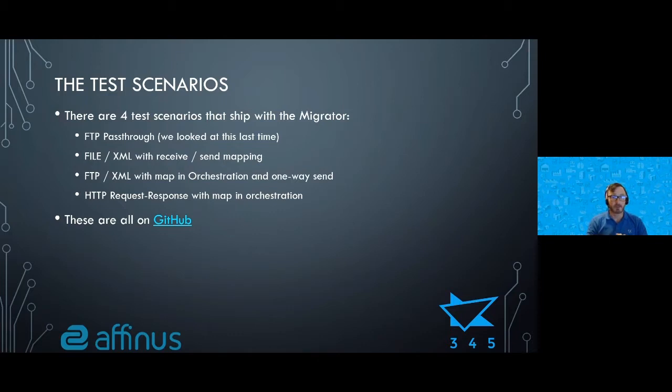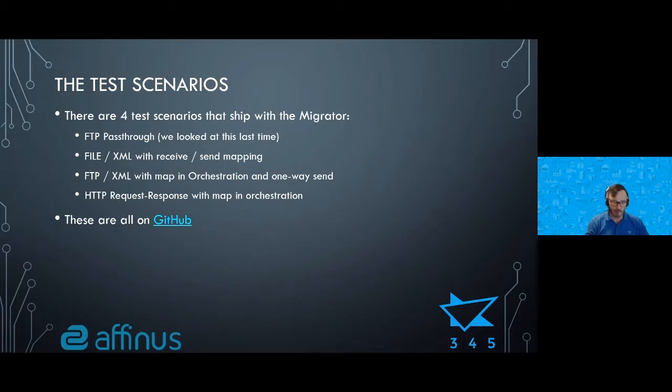The third scenario that's shipped is FTP. So it receives FTP with XML, but that goes into an orchestration. The orchestration has a map in it, and then there's a one-way send via FTP out the other side. So again, that's like the next foundational building block, which is actually parsing an orchestration.